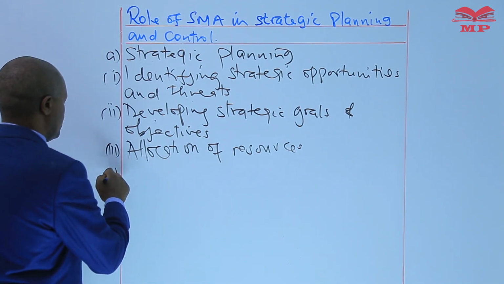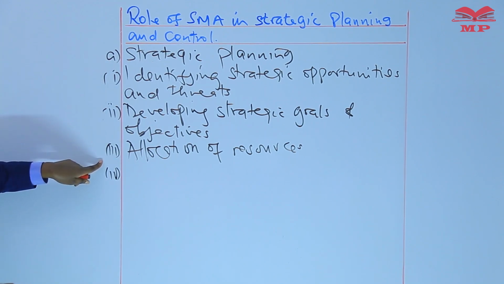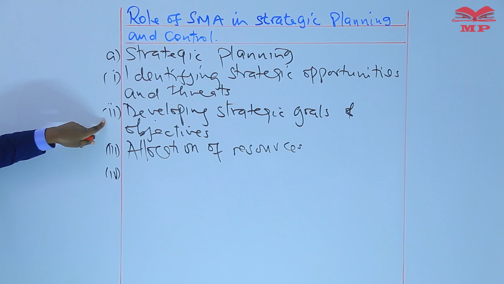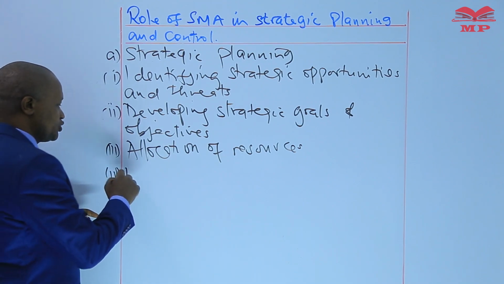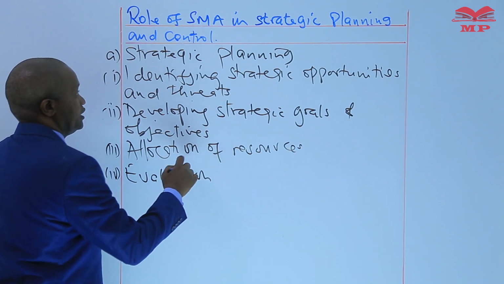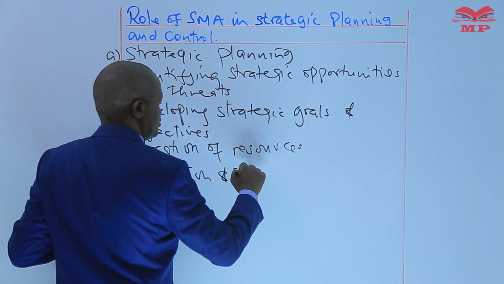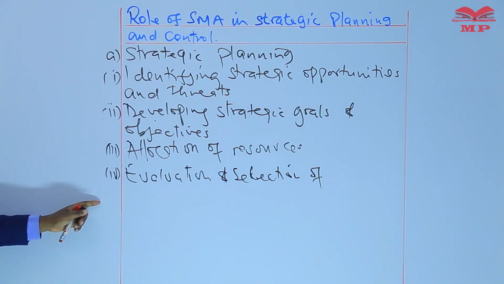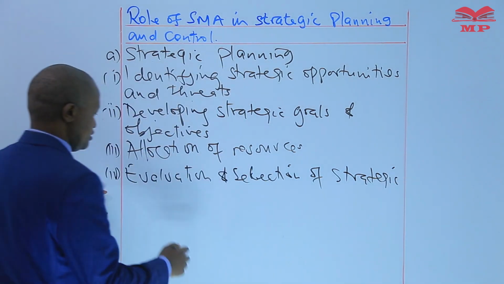Number 4, candidates, we are discussing the role of strategic management accounting in strategic planning. All these aspects are related to strategic planning: identifying strategic opportunities and threats, developing strategic goals and objectives, allocation of resources. There is also the evaluation and selection of alternatives, or what we call strategic options.